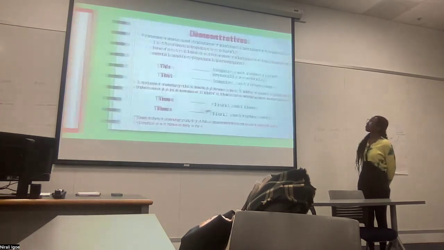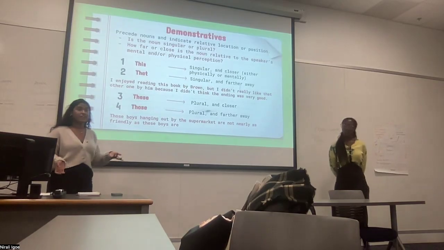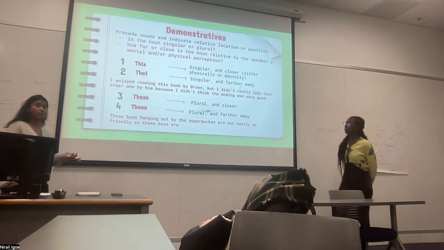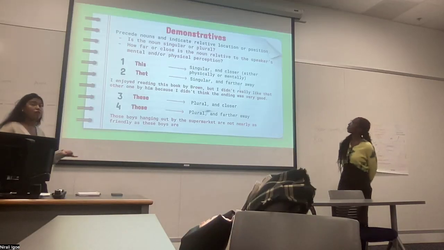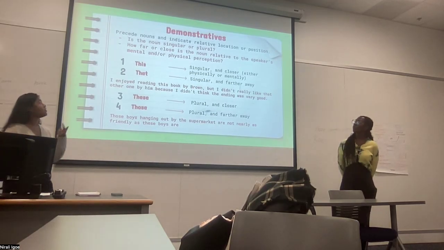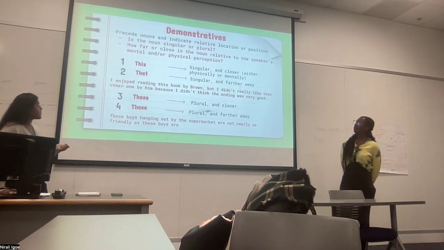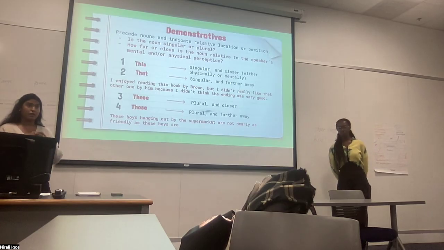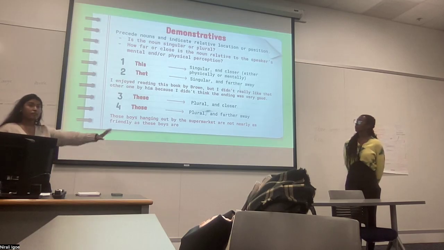Cool, okay. So next we have demonstratives. These precede nouns and indicate relative location or position. When considering which one to use: is the noun singular or plural? And how far or close is the noun relative to the speaker's mental or physical perception? For the singular, we have this and that. This indicates a closer position, either physically or mentally, and that indicates farther away.